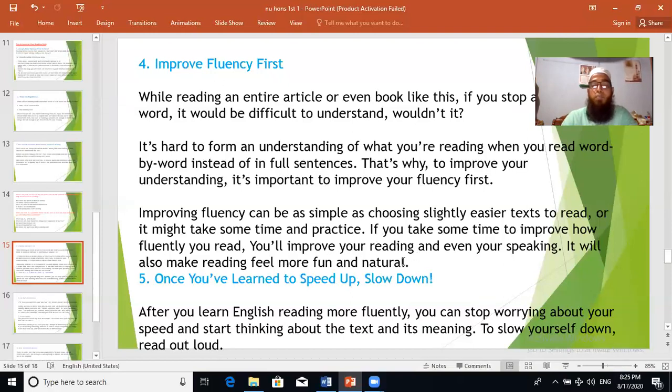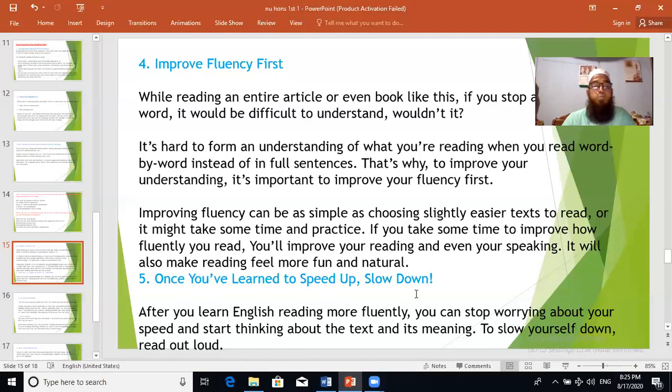And finally, what will happen? If you practice this, it will improve your reading and of course your speaking also, because you will enrich your vocabulary. It will also make reading feel more fun and natural. So at one moment, at one stage, you will find it very natural. It will not be any discomfort for you to read any news stories or any English newspapers or books.